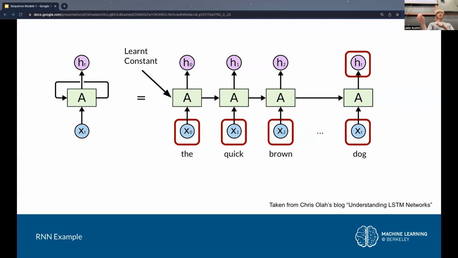Do people have questions about the mechanics of what we're doing here to some degree? Yes, friend? The output?